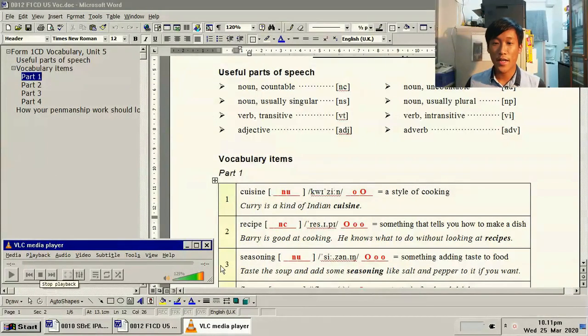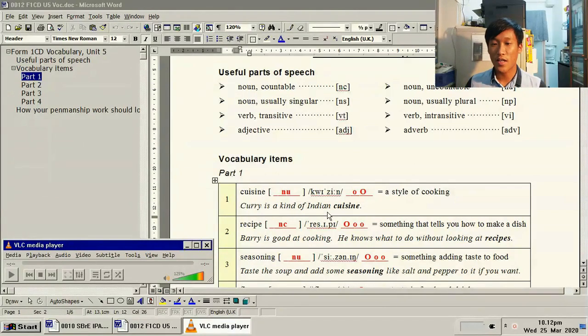Now I'm going to read everything once again. You can pause by yourself if you want to and repeat. So I'm going to read the item, the meaning, and the sample sentence or sample sentences all together at once, item by item. You can pause by yourself and follow. Item 1. Cuisine, a style of cooking.